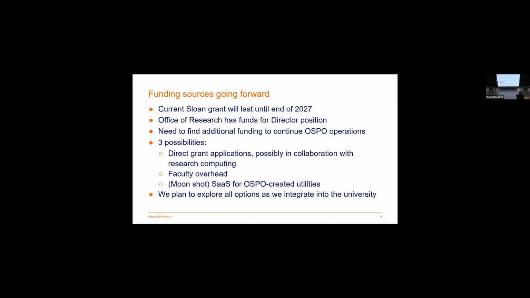And then the third thing is kind of a moonshot. I don't think it's really going to work, but if it works, great. I said we've been doing research and developing our own stuff. If one of those things we develop actually proves to be useful, you could imagine us offering this as software as a service and collecting some sort of income from that. There's a lot of hurdles to that. I don't know if that will really work, but it's something we're considering. We plan to explore all these options as we integrate.